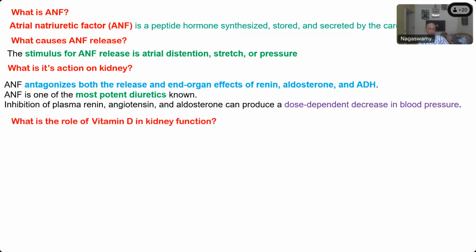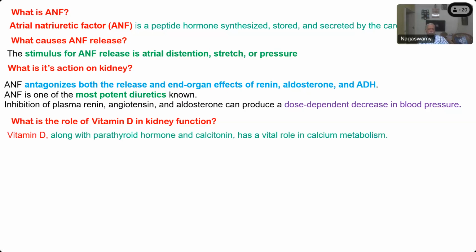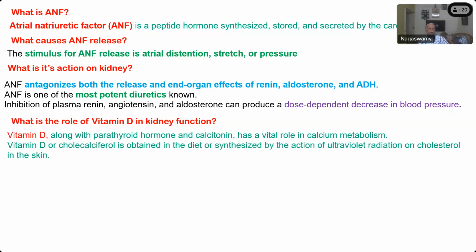What is the role of vitamin D in kidney function? It increases calcium absorption and excretes phosphorus. It is important for calcium regulation. You can say that in one sentence, that it is important for calcium regulation. So along with parathyroid hormone and calcitonin, it has a vital role in calcium metabolism. Okay, and it is called cholecalciferol. The name of vitamin D is cholecalciferol.